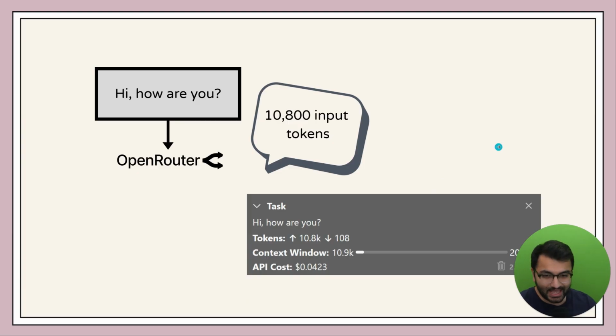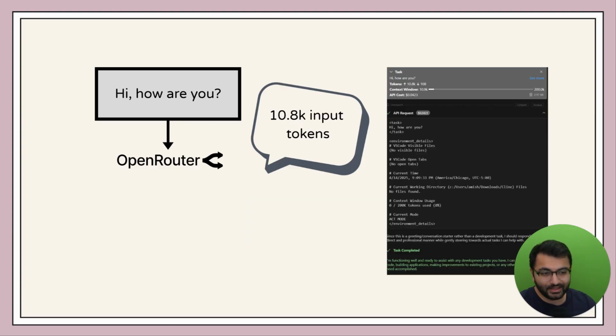So what exactly happened? When we sent our first request, "Hi, how are you?" to OpenRouter through the API, what actually got sent was the task, which is "Hi, how are you?" but also a bunch of additional metadata. A lot of other things, like the environment details. What are all of the visible files currently available in VS Code?